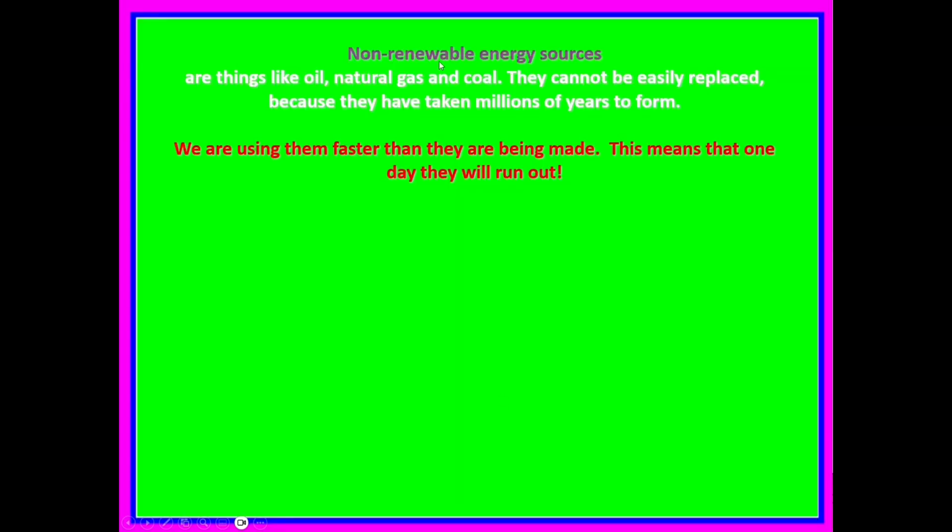Non-renewable energy sources, as I just mentioned, the examples are oil, natural gas and coal. They cannot be easily replaced because they have taken millions of years to form in the first instance. We are using them much faster than they are being made. Hence, one day they will eventually run out.